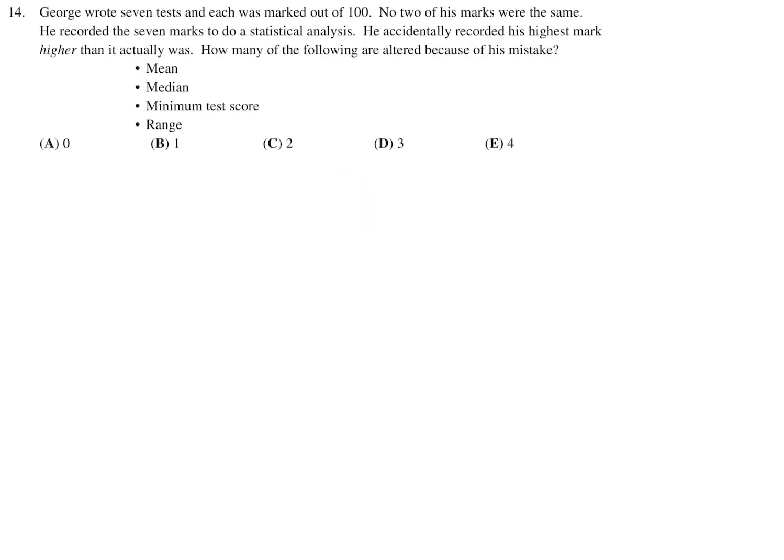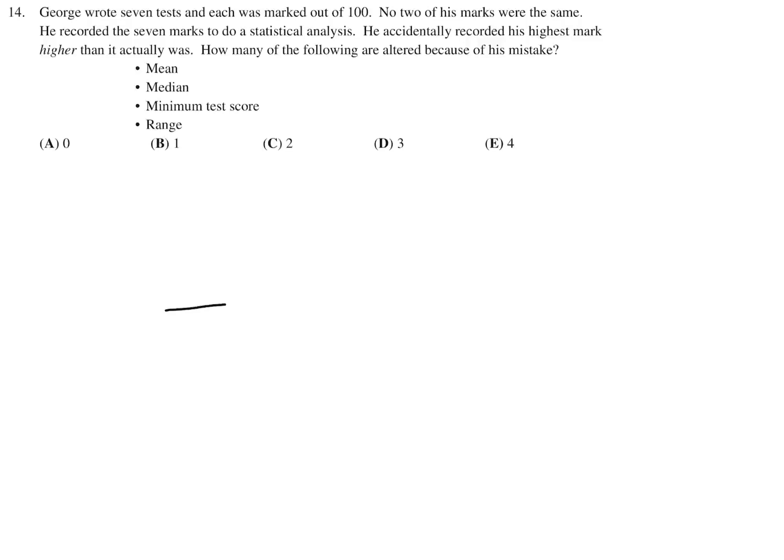George wrote 7 tests and each was marked out of 100. No 2 of his marks were the same. He recorded the 7 marks to do a statistical analysis, but he accidentally recorded his highest mark higher than it actually was. How many of the following are altered because of his mistake?